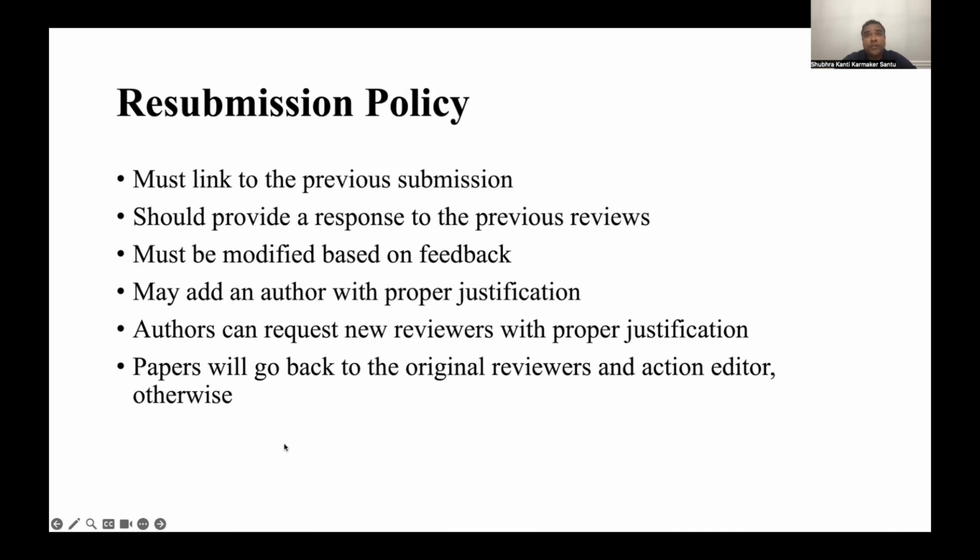The authors may choose to add an additional author with proper justification. For example, if there were new experiments done, or if there was significant rewriting of the paper where a new author helped, that author can be added with proper justification. And authors can also request new reviewers and meta reviewers with proper justification. If the authors don't request a new set of reviewers and meta reviewers, the paper will go back to the original reviewers and action editors.